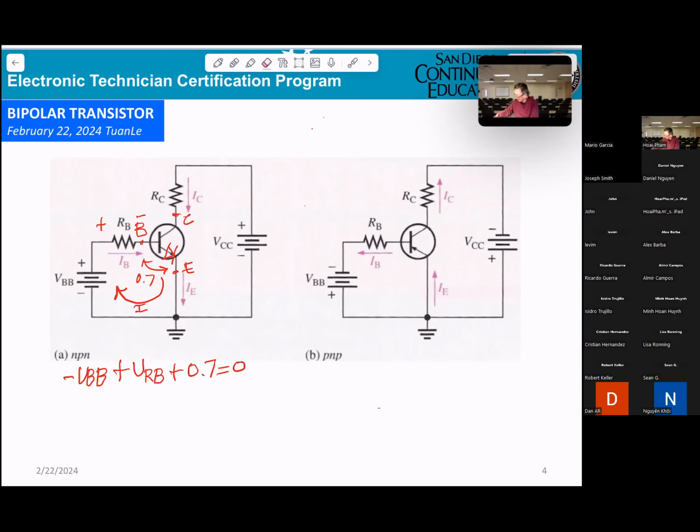So from this equation, VBB you're supposed to know. VRB, what is VRB? It's IB times RB. VRB is IB times RB.